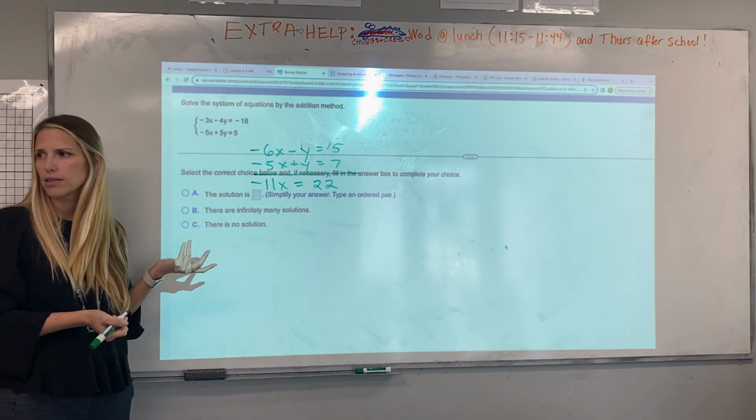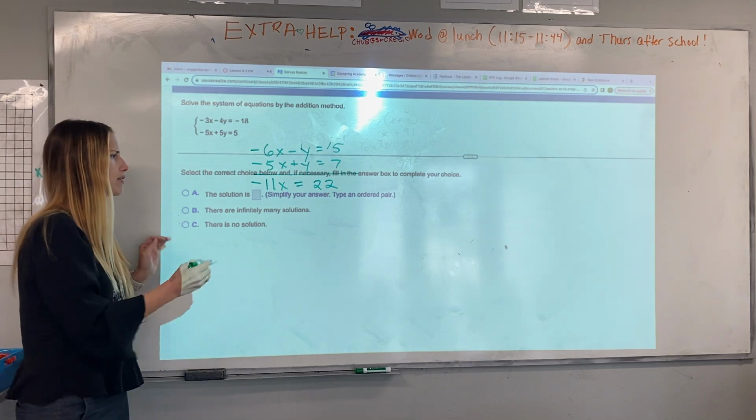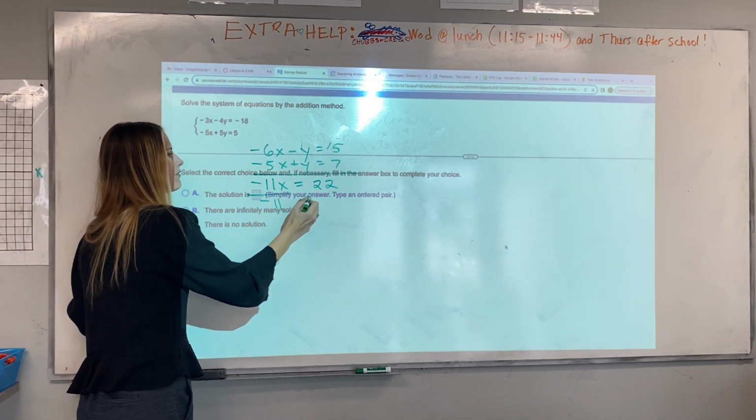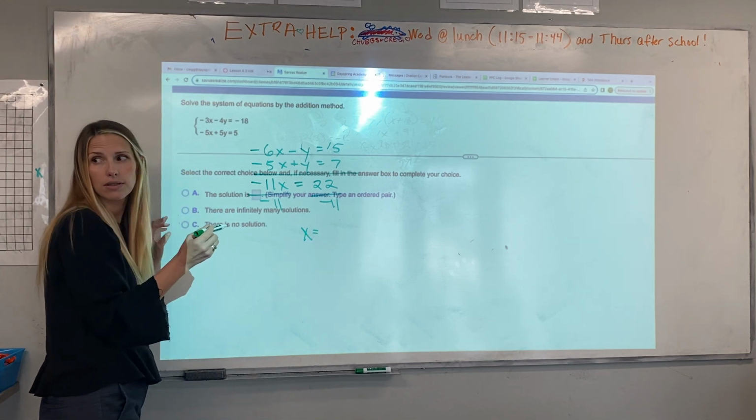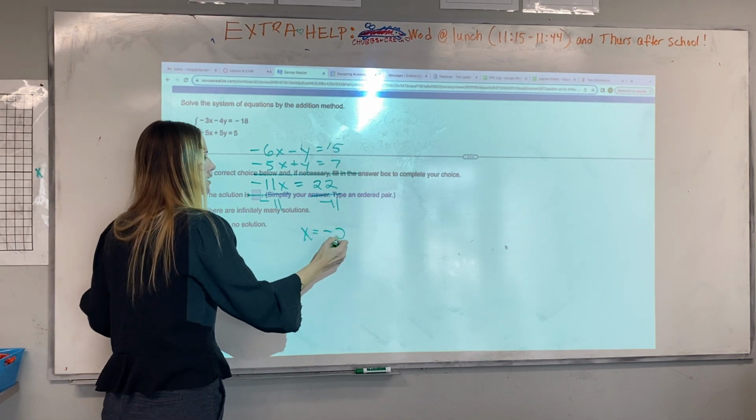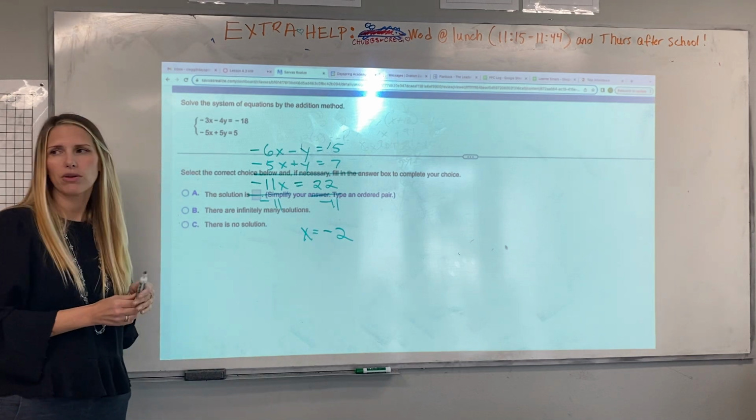And then you just solve for x. Divide by negative 11 on both sides, and x equals? Negative 2. Negative 2 is correct. How do you solve for your y value now?